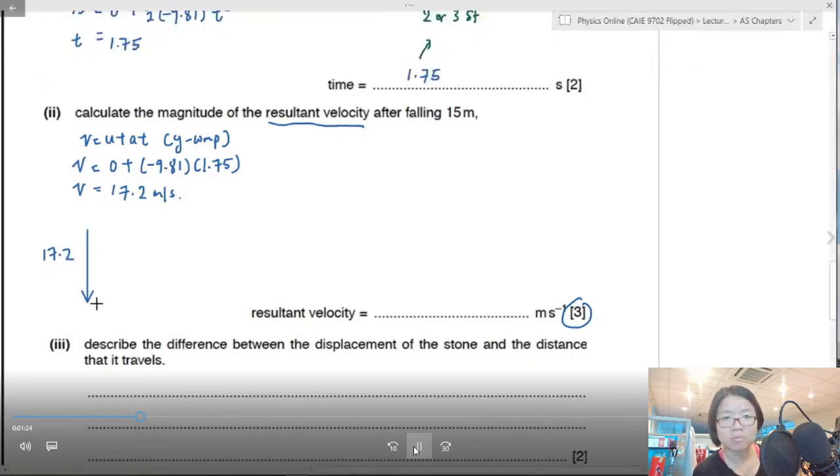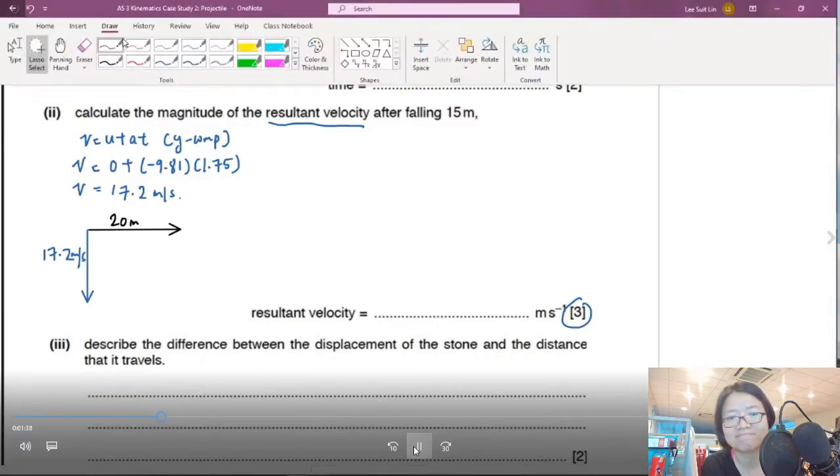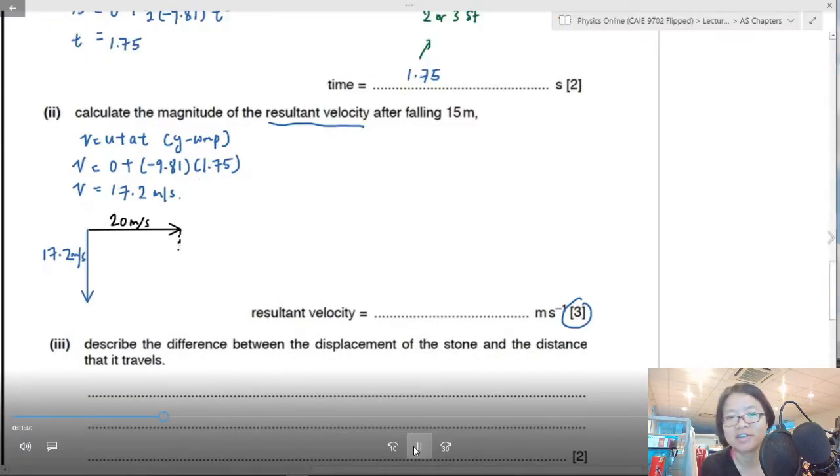17.2 is the vertical component, but don't forget you also have a horizontal component. Your 20 meters per second is still 20 meters per second, because there are no horizontal forces. So when I put it together, I'm just going to move it over, and I'm trying to draw the vector diagram for you.